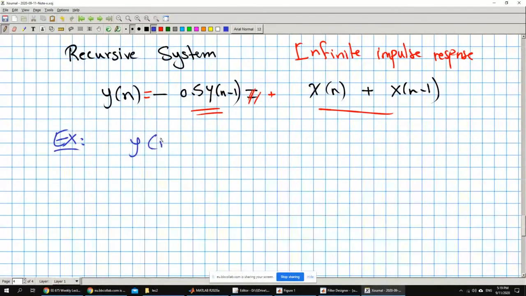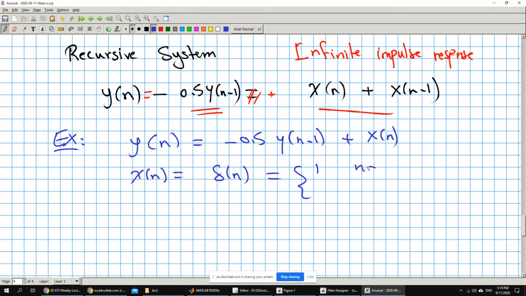Let's just take a small example. Y of n is equal to minus 0.5 y of n minus 1 plus x of n. It's just to make it a little bit smaller. I also assume that x of n is equal to delta of n, which means it's equal to 1 when n is equal to 0 and 0 otherwise. Whenever you have a system that looks like this, you have to have initial conditions for y. Let's assume that the initial condition for y at minus 1 was 0. We started with a system where the output was at 0.